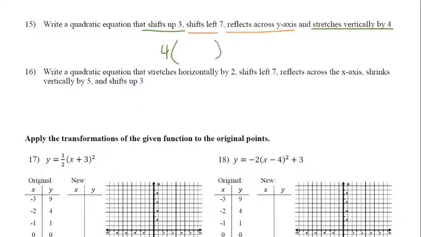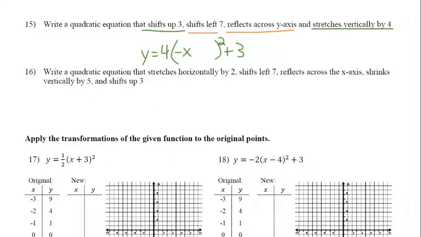All right? And to shift up 3, we got to add 3 on the outside. So that's my outside stuff. To reflect across the y-axis, I got to multiply my x by a negative.